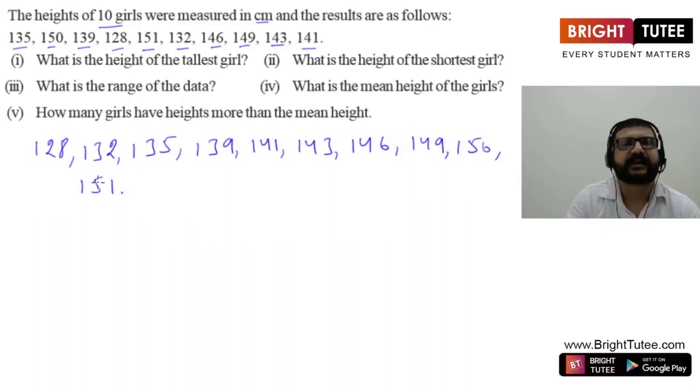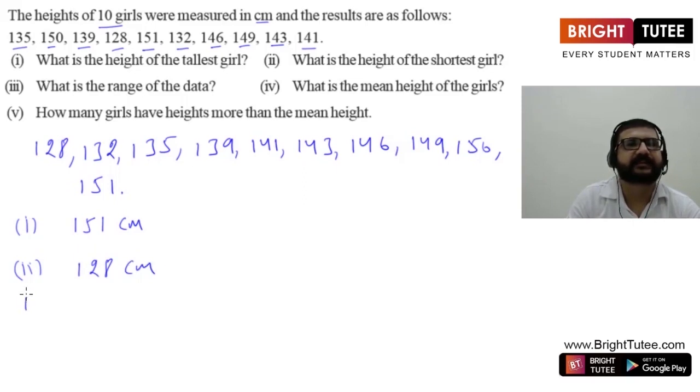Now from this organized form, we can easily answer the first question, which is, what is the height of the tallest girl? The answer for this question will be 151 centimeters, as this data is given in centimeters. So the first answer will be 151. Now the second question here is, what is the height of the shortest girl? It will be the minimum value of the data. As we can see from the organized form of the data, it will be 128 centimeters.